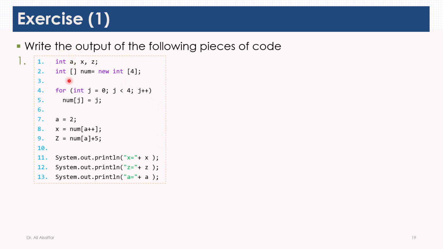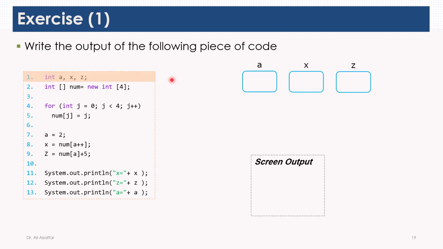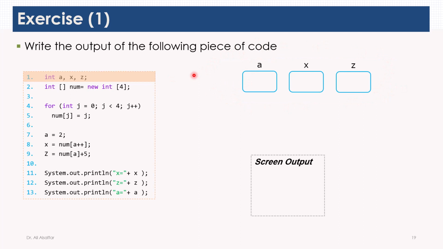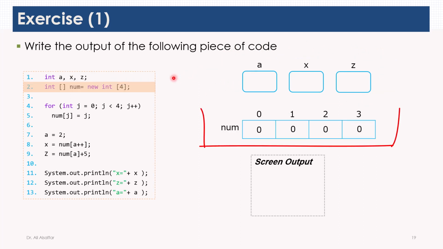To simplify the steps of the tracing, we have numbered the lines of the program. In the first line, 3 integers are declared without any values. Therefore, their boxes are left empty. In line 2, we are declaring an array of 4 integers, and the system will initialize all of these elements of the array by default to zeros. Therefore, we write zeros in all elements of the array, which is called num. And this is the picture of the array. The name is num, and these are the elements, and what you see on top is the index, so we have index 0, 1, 2, and 3.